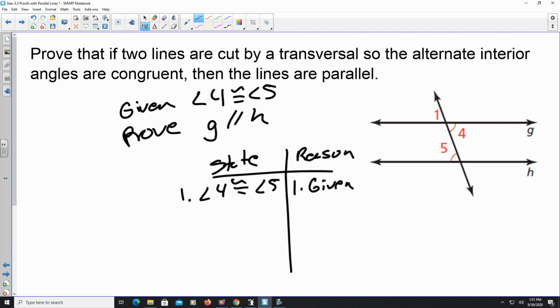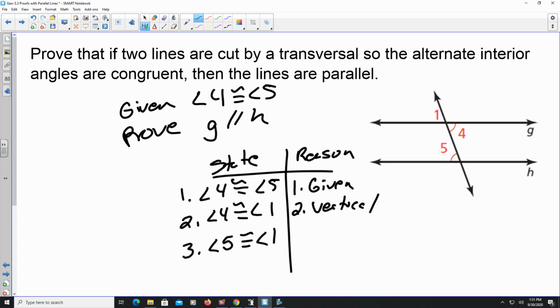since we can't use the alternating interior angles converse because it was given to us, what we can do is, since we were given angle 1 here, we can say that angle 4 is going to be congruent to angle 1 due to vertical angles. And then if you notice, I have angle 4 is congruent to two different angles, so I can now say that angle 5 is congruent to angle 1 due to the transitive property.